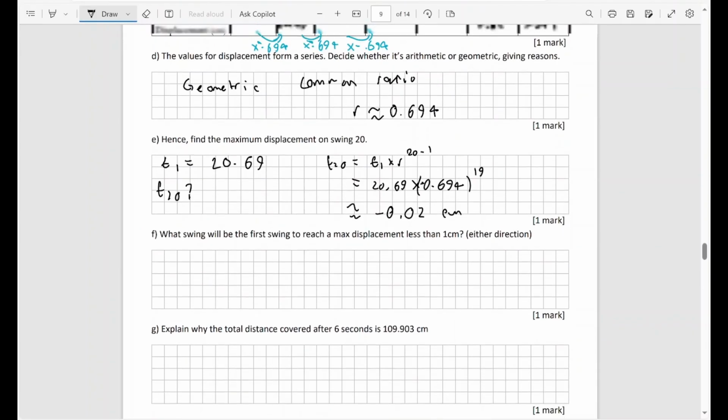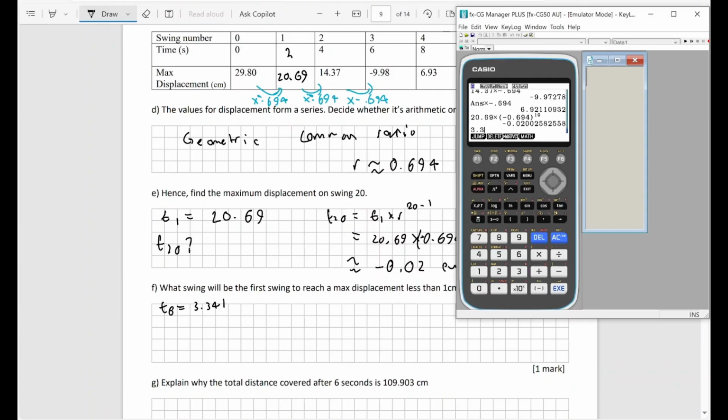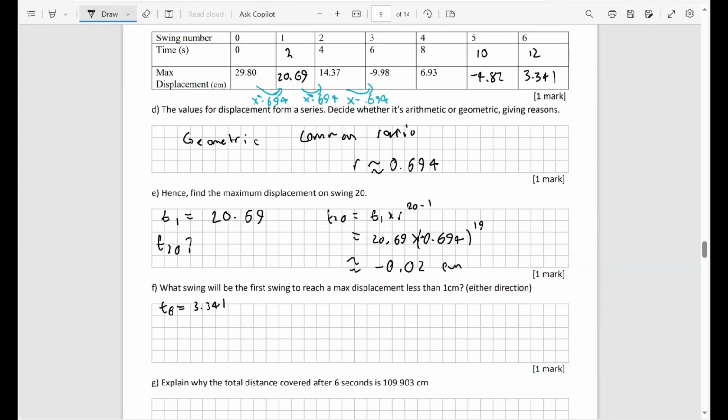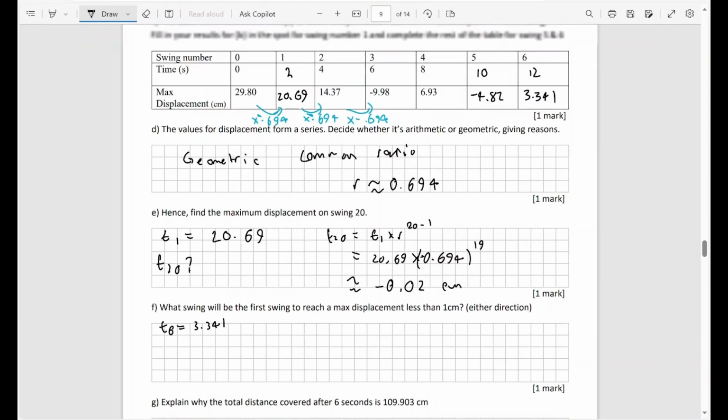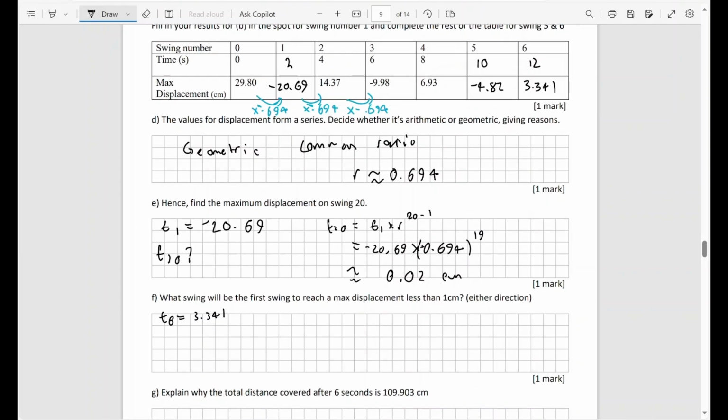So when will the swing be the first to be less than 1 centimeter in either direction? Maybe you could do some trial and error. T6 is 3.341, and we could start with that, times minus 0.694. The other thing you could do to double check this T20 answer is you'll notice that it should be positive. My bad, positive 0.02. You'll notice that all the even swings are positive and all the odd swings are negative. So this is an even swing, so it should be positive as well.